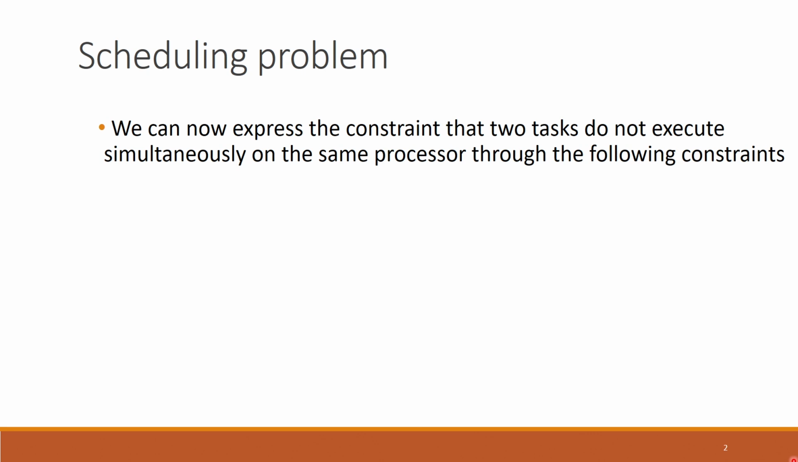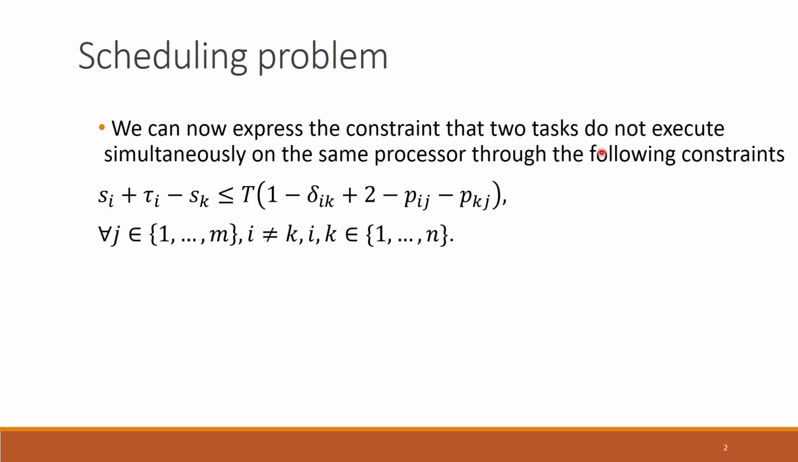The reason to introduce that was to ensure that if two tasks are being executed on the same processor, and one of the tasks has an earlier starting time than the other, then the first task should complete before we can start the other task. Let us now represent that constraint here. The constraint is: Si plus tau i minus Sk less than or equal to capital T times (1 minus delta ik plus 2 minus Pij minus Pkj), and this holds for every processor j and for every pair of tasks i and k such that the tasks i and k are not the same.